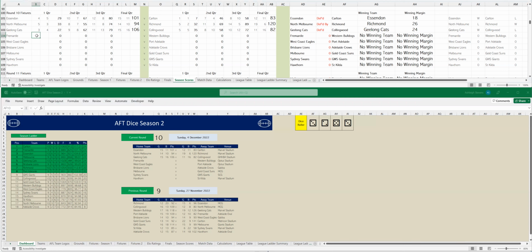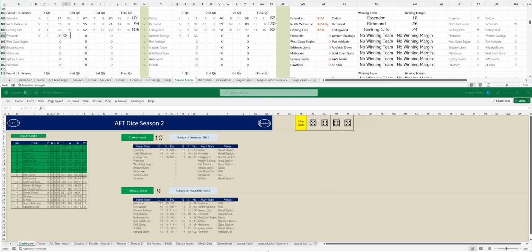Let's go to the first quarter. Fremantle kick 3 goals 2 to Western Bulldogs 5 goals 3. All right, let's go to the second quarter. Bulldogs are in front by 13 points.